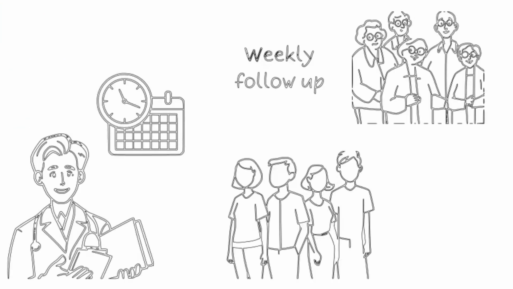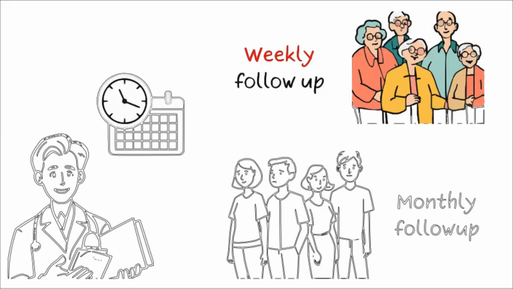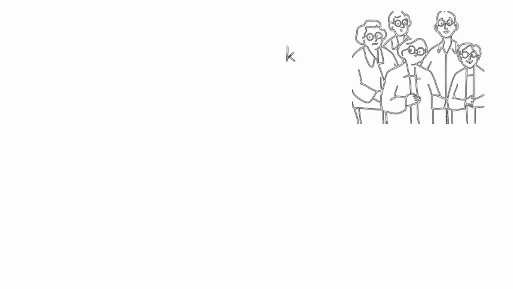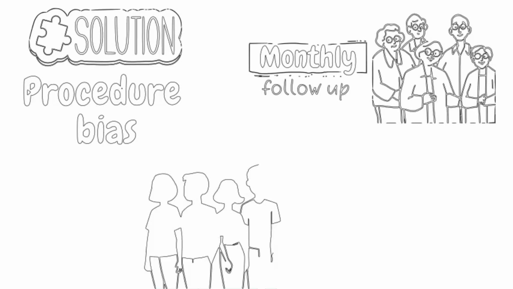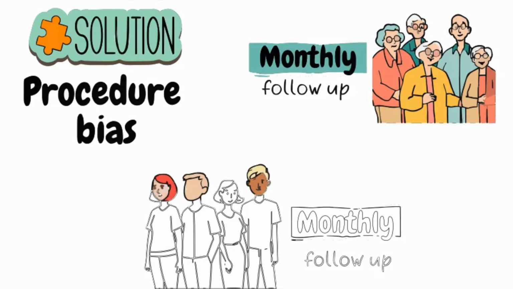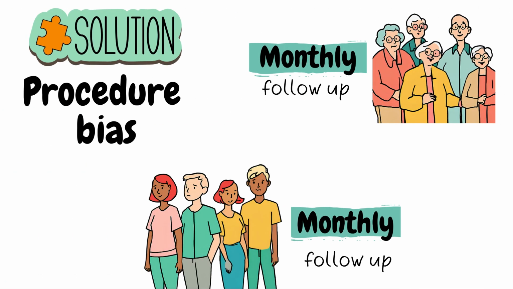As the study progresses, Dr. Alex realizes that some patients in the new treatment group get more frequent follow-ups and counseling, while the control group receives standard care. This is procedure bias, and it could make the new treatment appear more effective simply because those patients got extra attention. To prevent this, Dr. Alex ensures equal follow-up and monitoring for all participants.